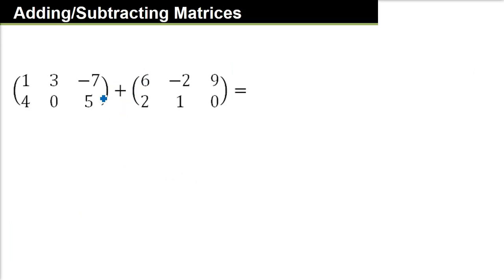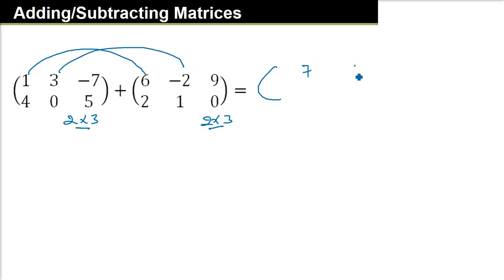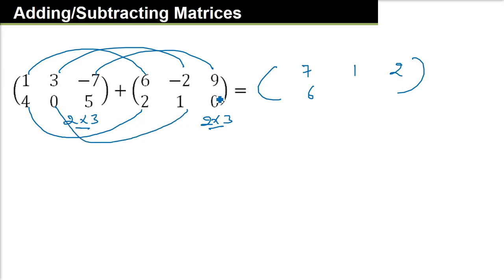Let us take a few more examples. First, you have to see what is the dimension. The order of this matrix is 2 by 3. The order is 2 by 3 here. So when you add, this can now be added. Otherwise, if the dimensions are not the same, we cannot add or subtract. The corresponding elements: 1 and 6, you add, 7. 3 and negative 2 will be 1. Minus 7 and 9 when you add, you get 2. 4 and 2, that is 6. 0 and 1, that is 1. 5 and 0, 5.